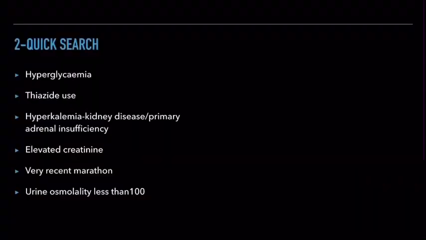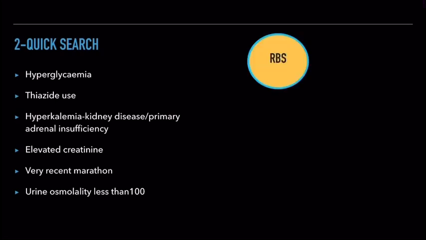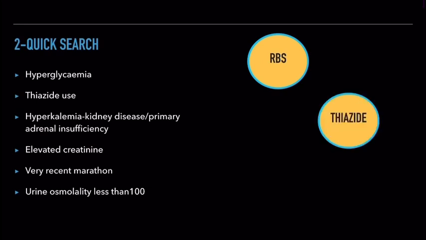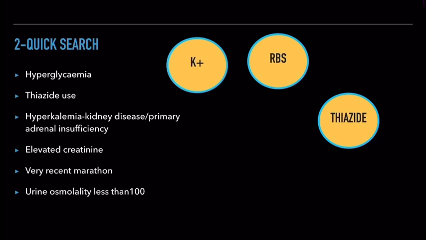So coming to the second question, that is, look for the rapid clue to the diagnosis of hyponatremia. So what are these rapid clues? The one is random blood sugar, that is hyperglycemia. Second is thiazide use. And third thing is hyperkalemia. So hyponatremia with hyperkalemia, we should also always suspect kidney failure and primary adrenal insufficiency.